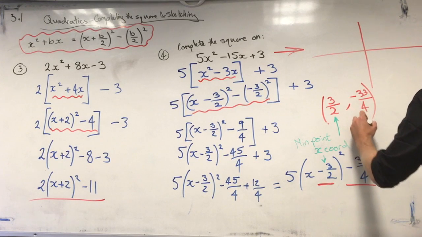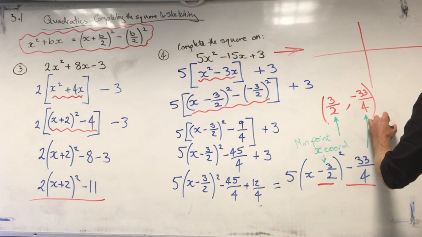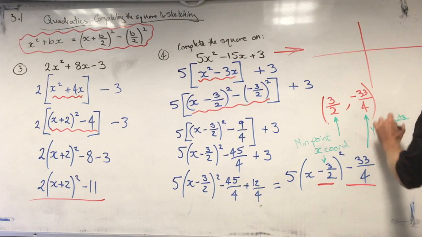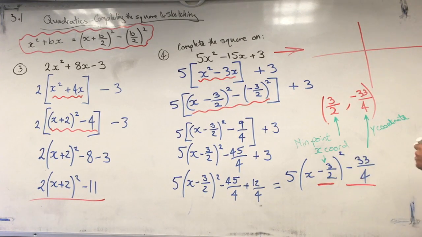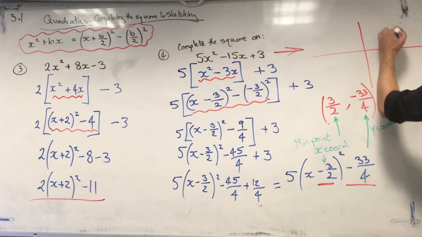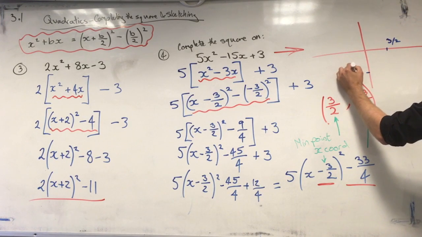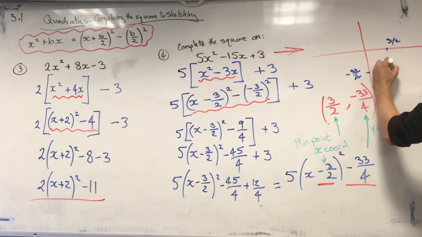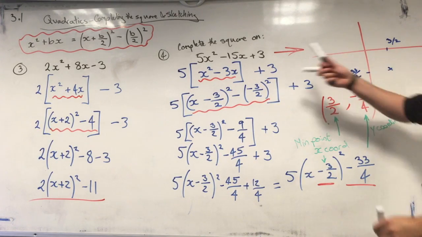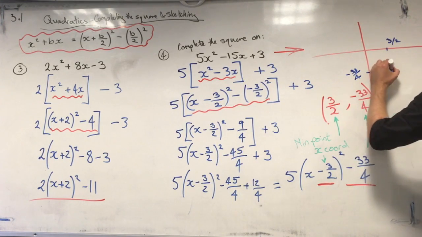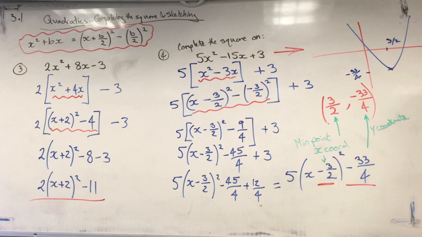and this is the y coordinate, which has the same sign. So to sketch this, it's going to be 3 over 2, and then down to minus 33 over 4. That's our minimum point. And it crosses the y-axis at 3, so my quadratic is going to look something like that.